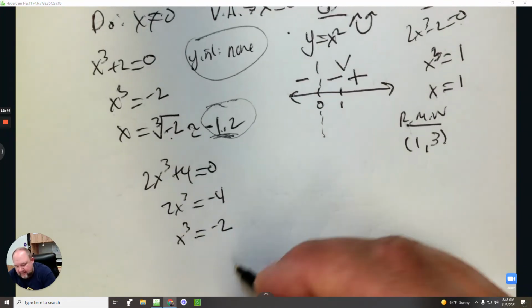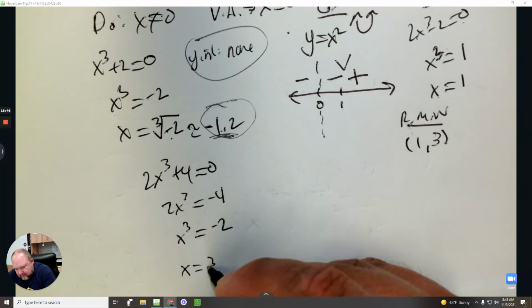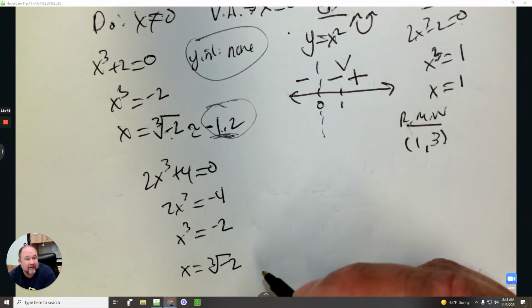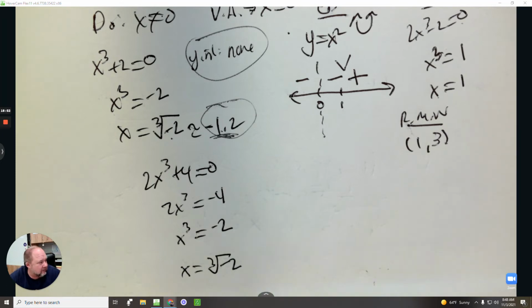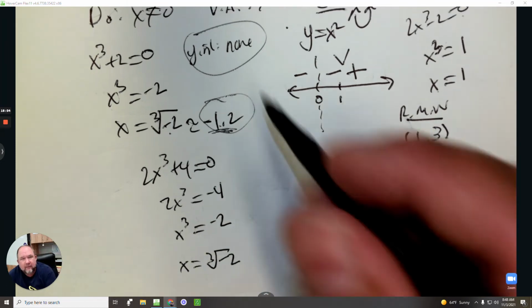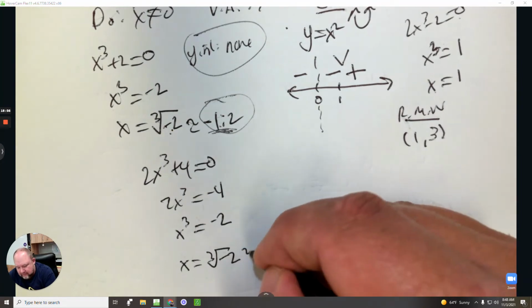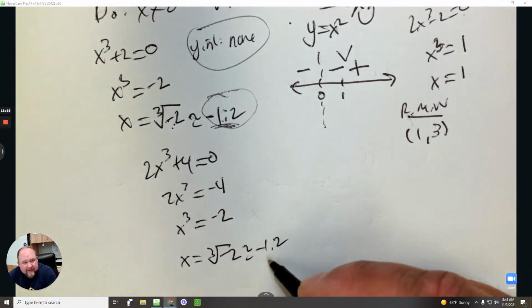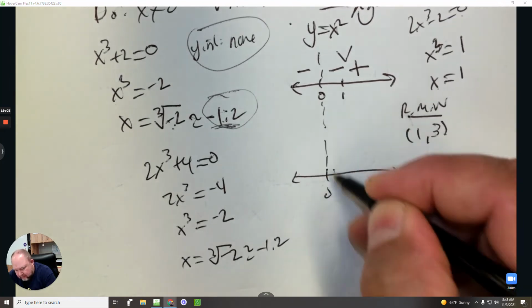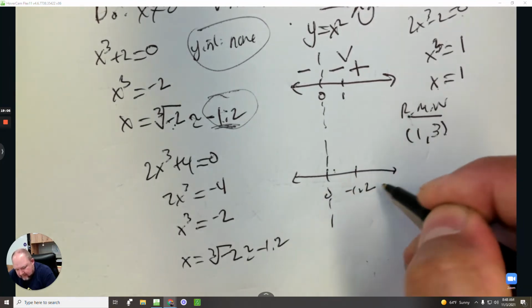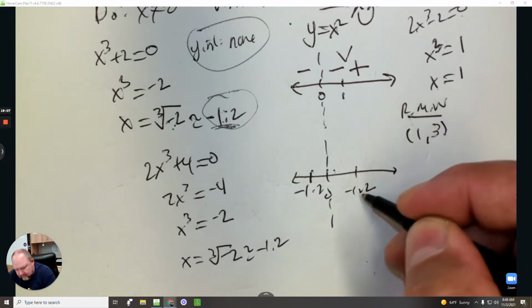Now what you're going to find is, when you cube root it, it's the cube root of negative 2. It's the x-intercept that is that. We found that, the x-intercept. So it's about negative 1.2. That's our only critical number. And we need 0 here too, where it's undefined. Oops, negative 1.2 is on this side.